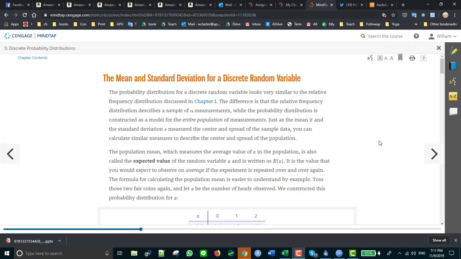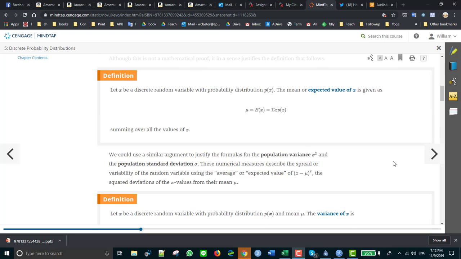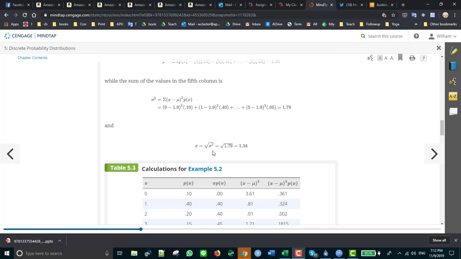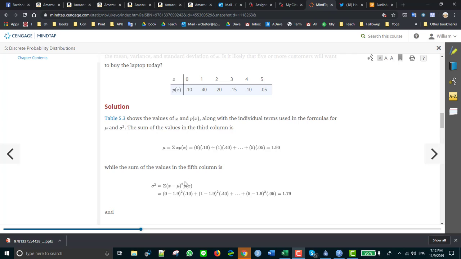Okay, let's just finish up chapter 5, section 1, the mean and standard deviation for a discrete random variable. We covered a bunch of this already, and we just finished using this formula for the mean, mu, is equal to the sum of x p of x. And here, without too much discussion of it, we talked about the formula for sigma squared as this.